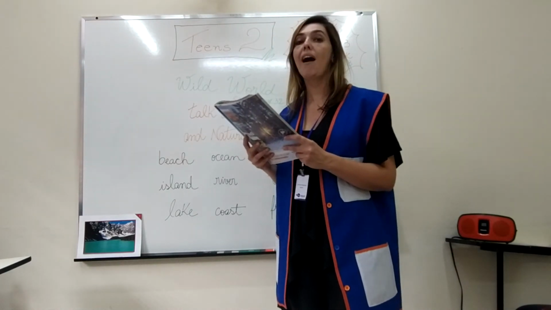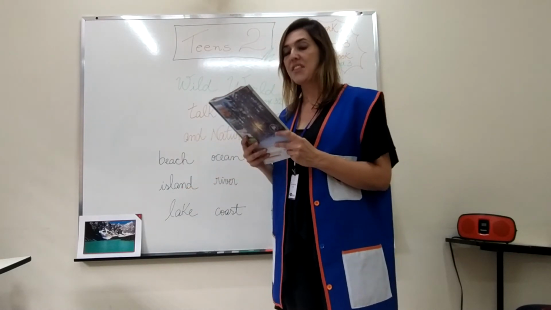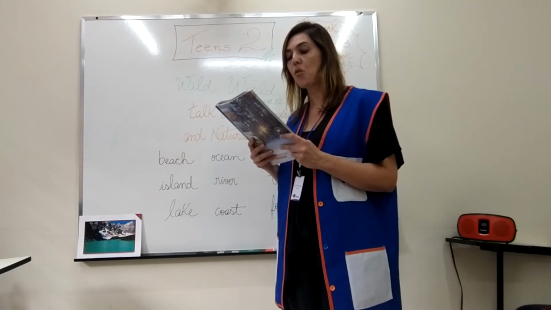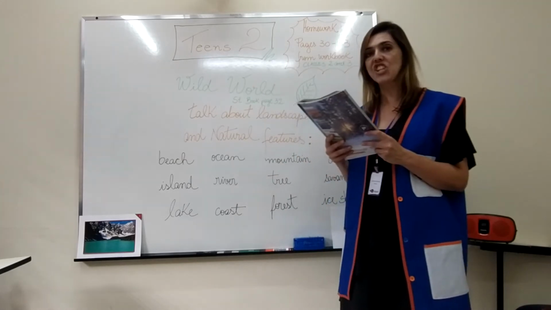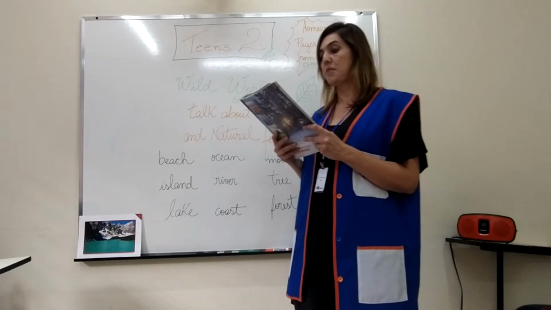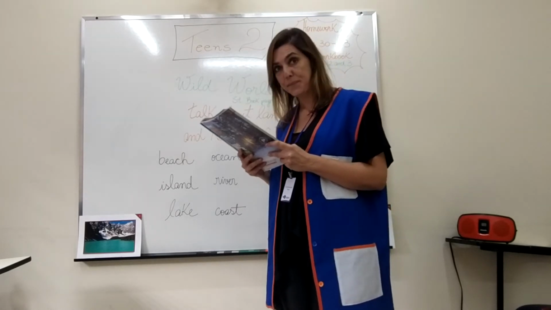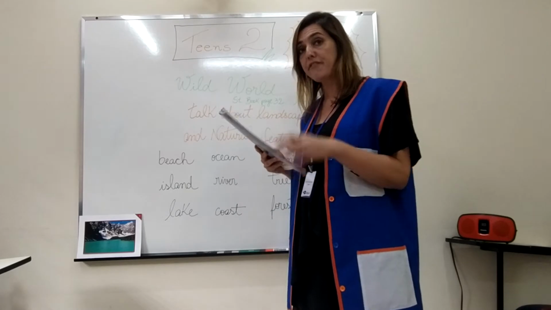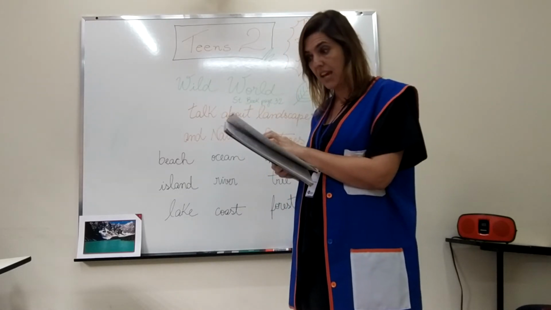Number 2, island. Island. Number 3, mountain. Number 4, river. Number 5, ocean. Number 6, tree. Did you get it? Okay, now you can find again these things on the photos, okay?